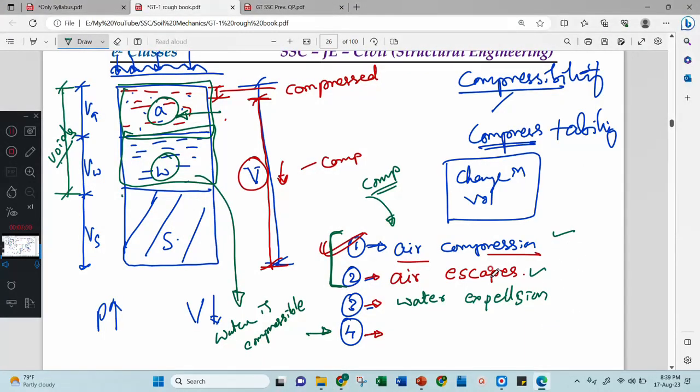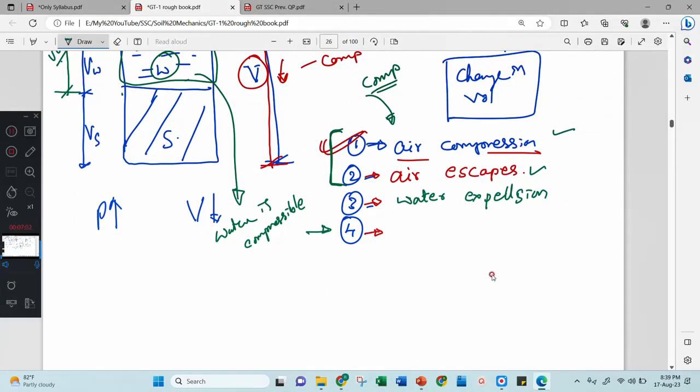Okay. Now here you have to think like this. The solids, we assume that they are incompressible, and solids will not escape. If solids are escaping, that is a wrong concept, because we are studying the soil, where the major proportion is the solids. Therefore, solid escape is wrong.